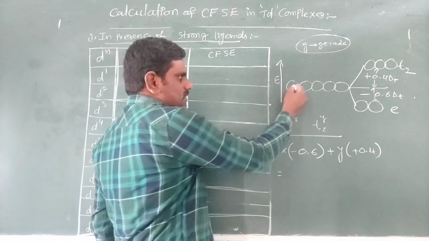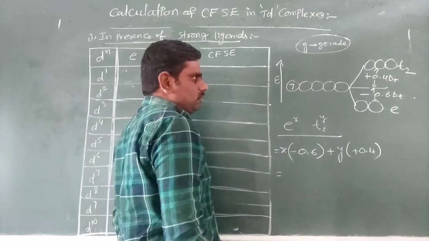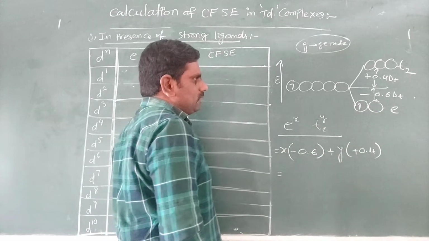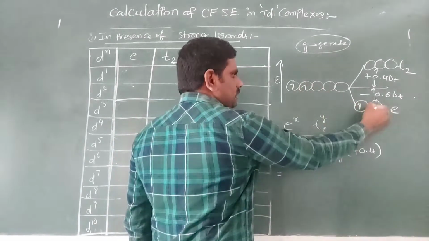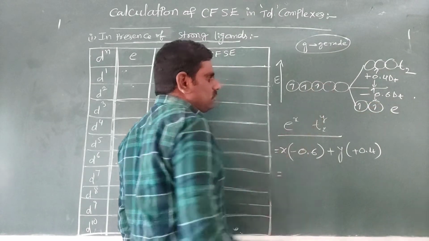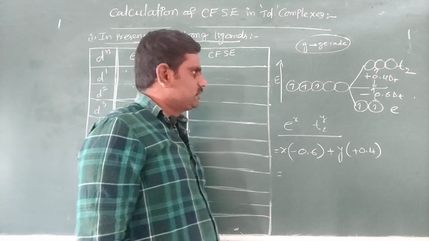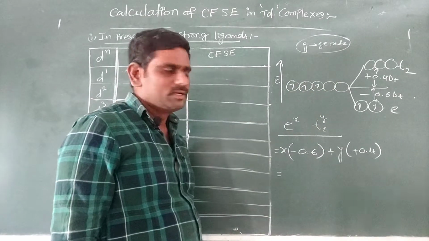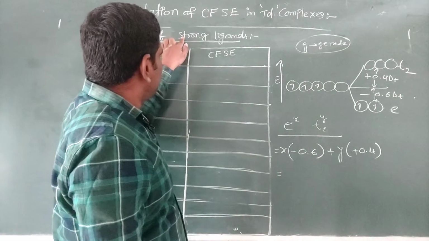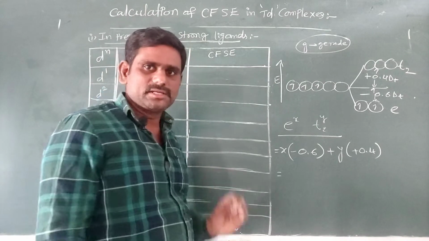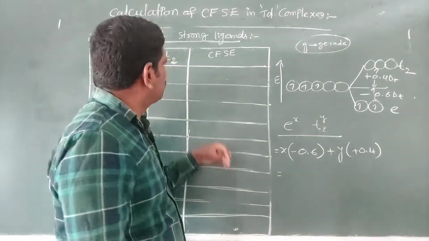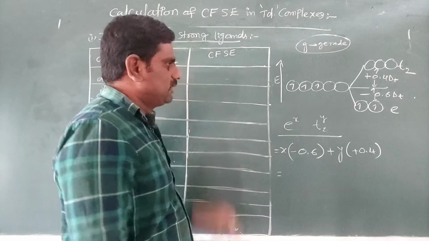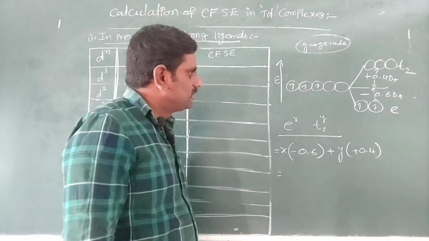Now see the D1 system. The electron goes to the lower energy level first, according to Hund's rule. And for D2 and D3, now there is a competition: is it pairing up, or is it going to the higher energy level? It is due to the fact that a strong field ligand is present in the complex. We are going to arrange the electrons and calculate the CFSE for strong field ligand containing complexes.